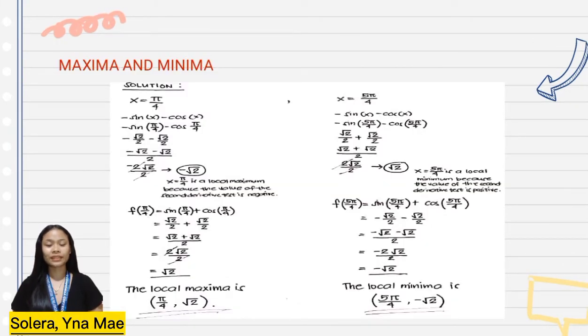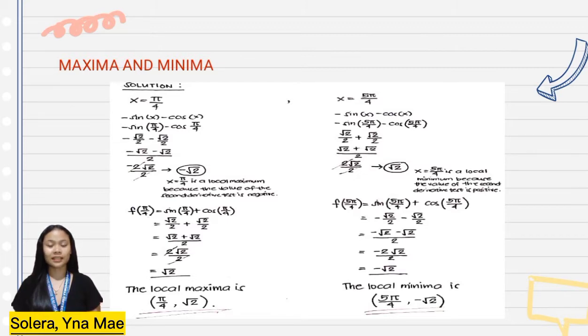The second derivative of the function is negative sin x minus cosine x. Evaluate the second derivative at x equals pi over 4. So negative sin pi over 4 minus cosine pi over 4 equals negative the square root of 2 over 2 minus the square root of 2 over 2, which equals negative 2 times the square root of 2 over 2. The 2s cancel, so negative the square root of 2. x equals pi over 4 is a local maximum because the value of the second derivative test is negative.